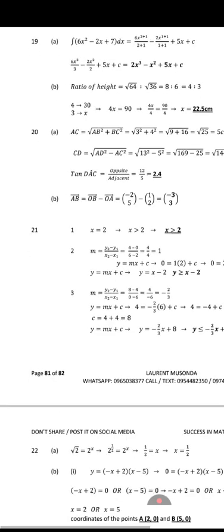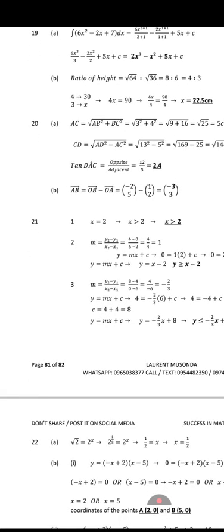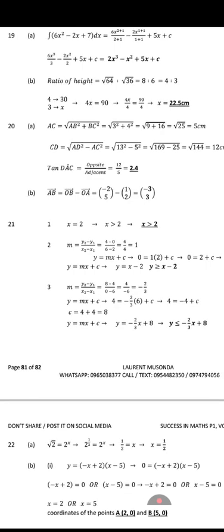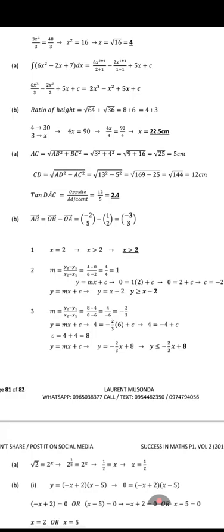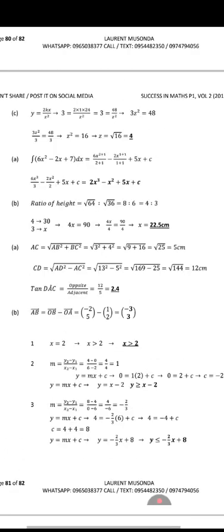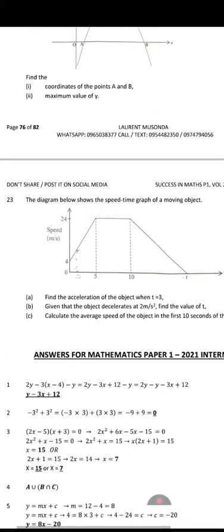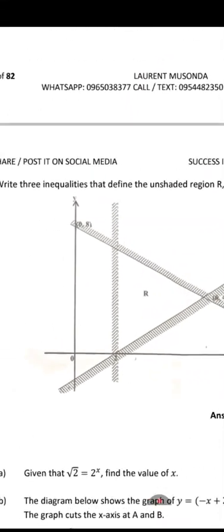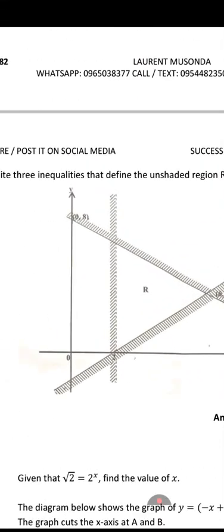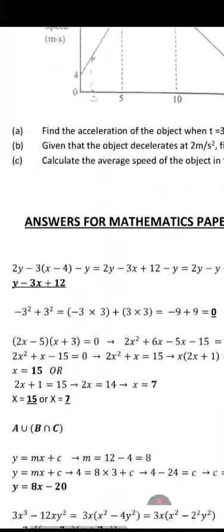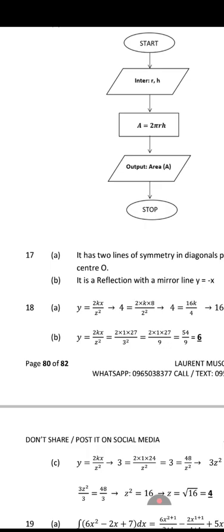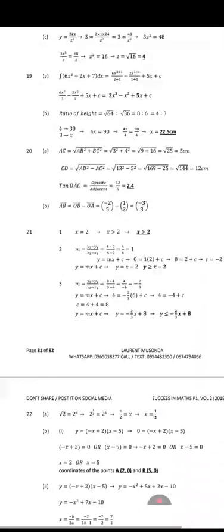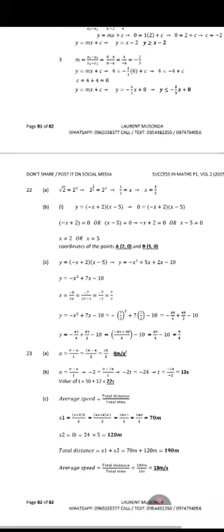Then question number 21. Here, we are talking about linear programming. So the first line is x is equal to 2, because if you check properly here, this line has passed where there is 2. So it is x is equal to 2, because it has passed vertically on 2.